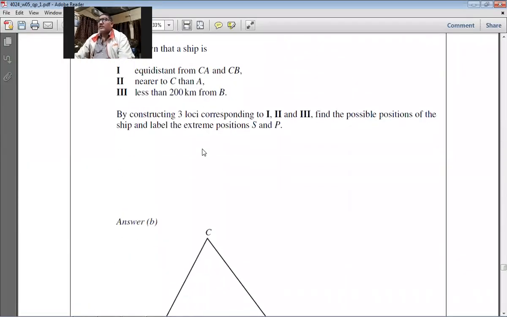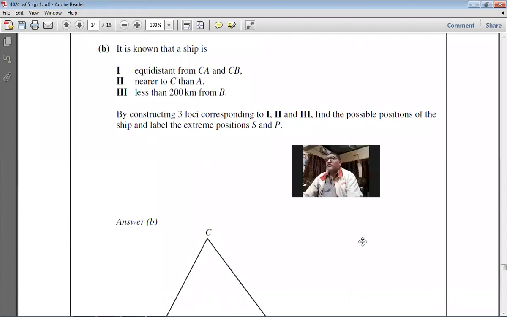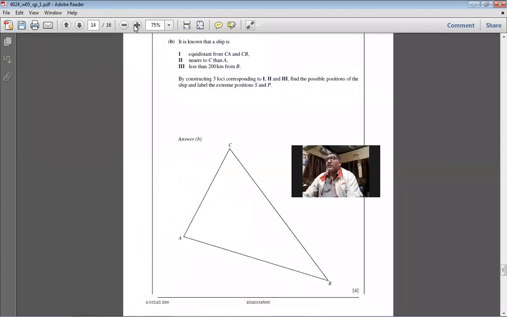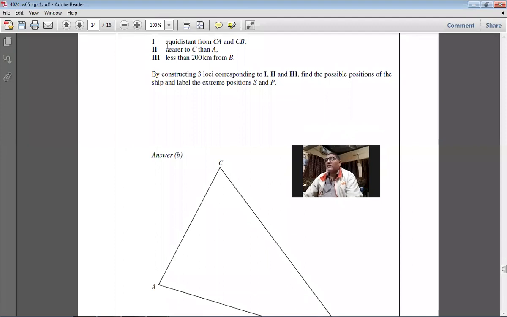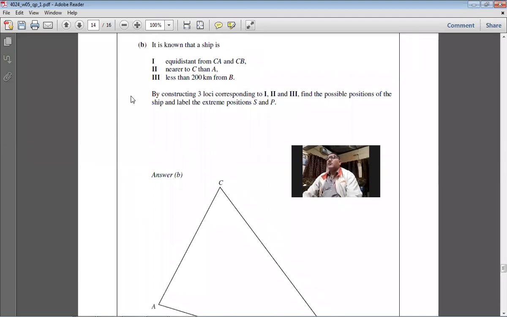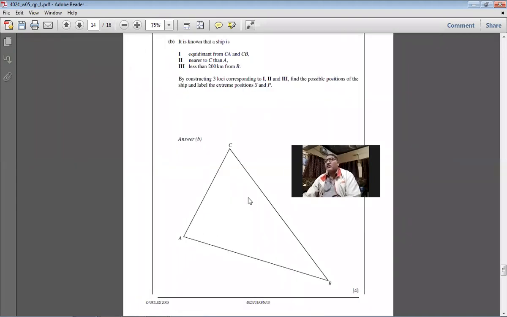So question number 23 and its next parts are coming up on the screen. He says it is known that a ship is equidistant from CA and CB. He's talking about two lines, CA and CB, so the common point is C. So we have to draw a perpendicular bisector of this CA and CB.